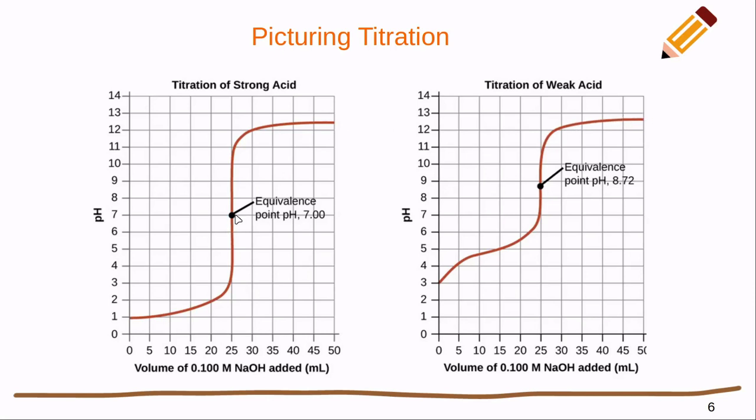The equivalence point right here at the center of this sharp rise is actually a true inflection point, for those of you that are interested in calculus. This is a point where the second derivative of this function changes sign. And it can actually be found using numerical derivative techniques.